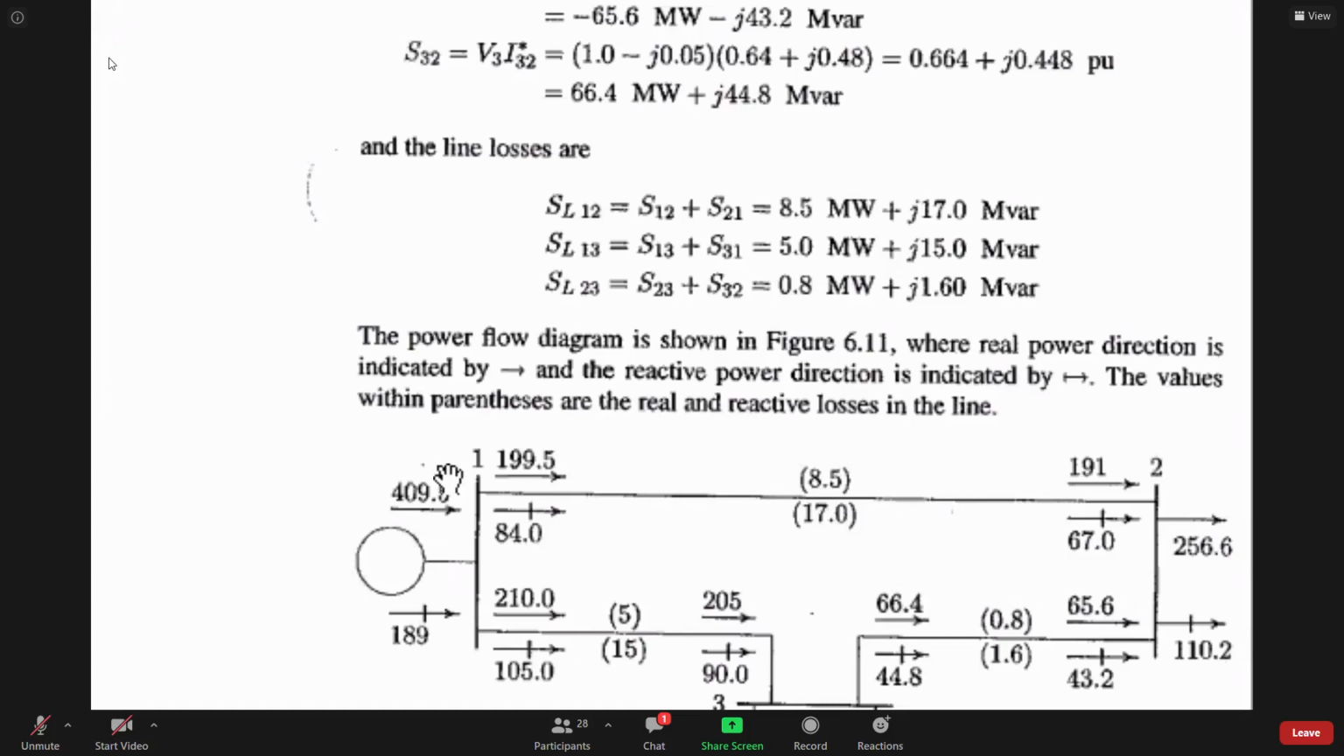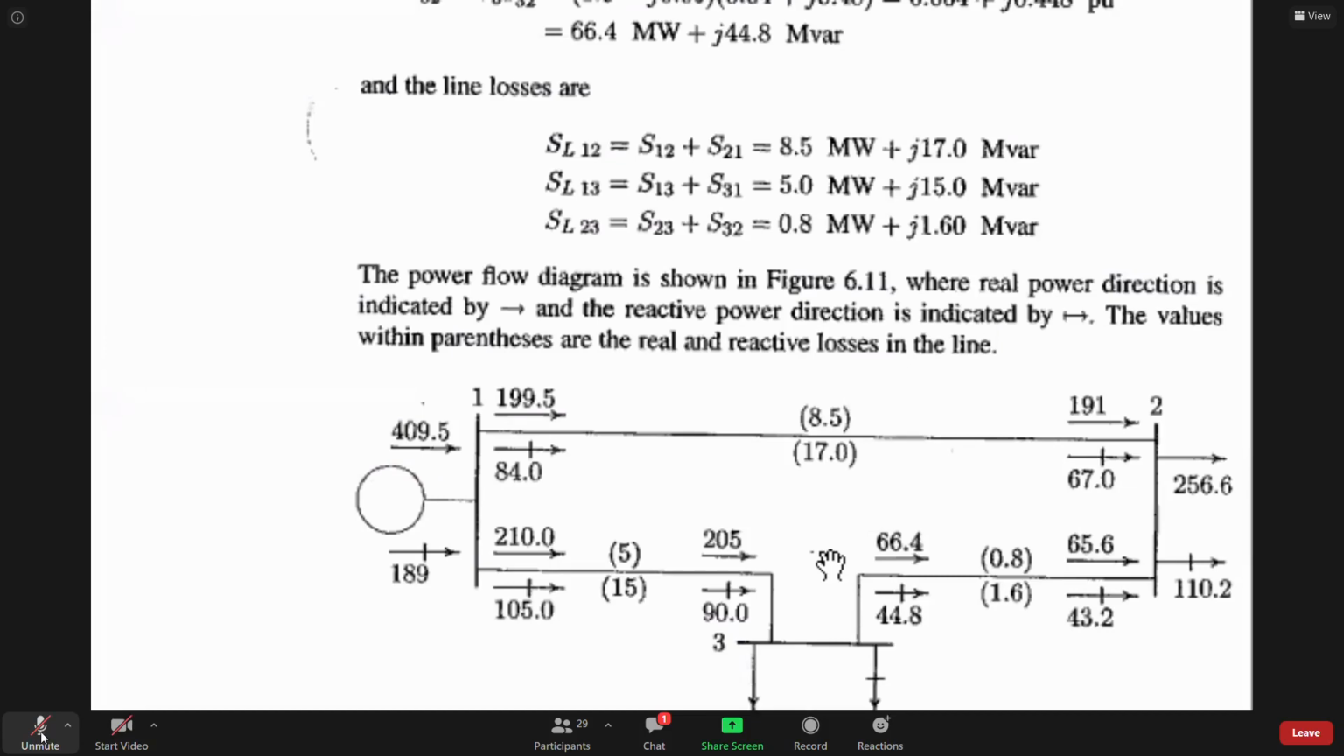That means the leaving current, leaving power is considered positive, entering power is considered negative. And by difference, we can generate the loss. This is the loss part, SL12, which can be found by the difference of these two powers, in terms of real power as well as reactive power. So real power, you have to mention in the first bracket, the loss part, real and reactive power. Okay.